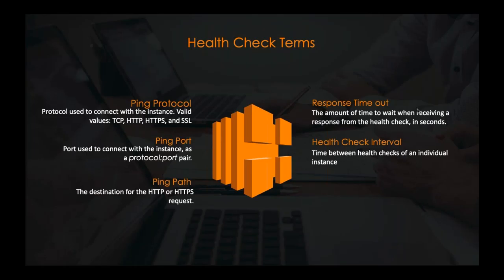Then for the application load balancer, you have a ping path. You specify a path, index.html, welcome.html, www.html, /index.html, whatever it is, and it checks a particular file.